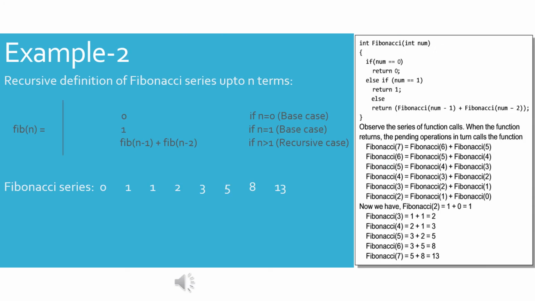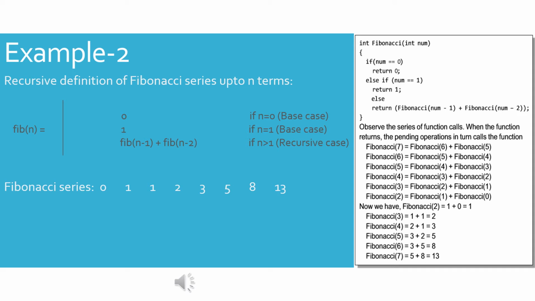Now let us see the second example on recursion, which is about Fibonacci series. For those who don't know what is Fibonacci series, let us discuss it first. In Fibonacci series, we go on adding the value of the two integers to get the next integer. For example, the first two values 0 and 1 are given. Then 0 and 1 is added to get 1. Then 1 and 1 is added to get 2. Then 1 and 2 is added to get 3 and so on. So we can find the Fibonacci series up to n terms.